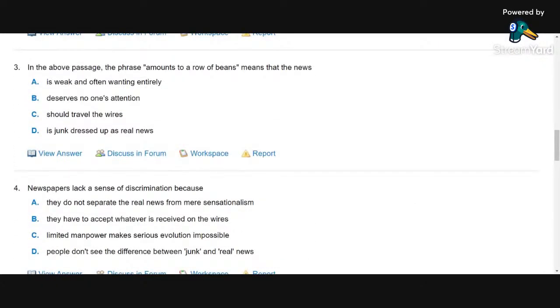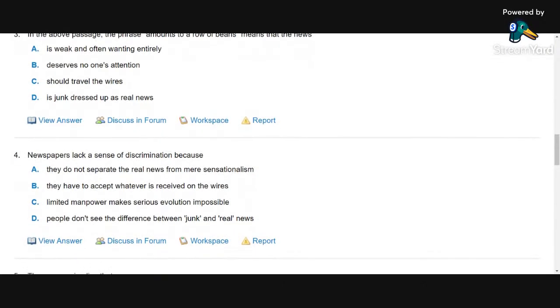If 'should not travel the wires' was given, that might also be the answer, but here in option C they have given 'should travel the wires'. So option B is the right answer. Okay, let's see the fourth question.